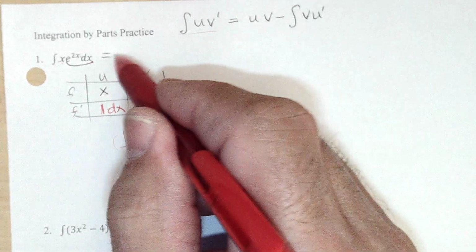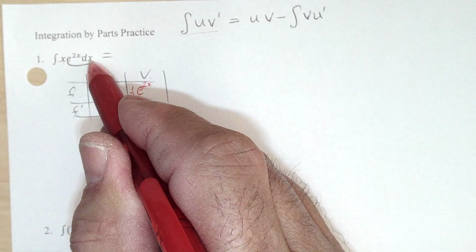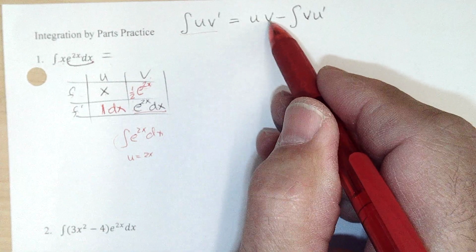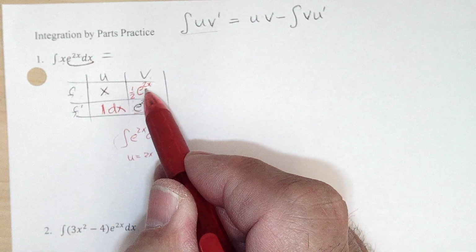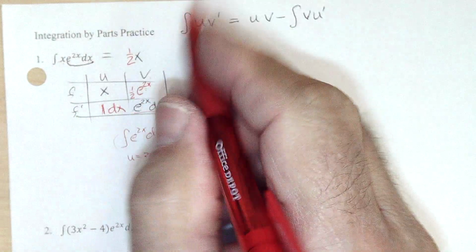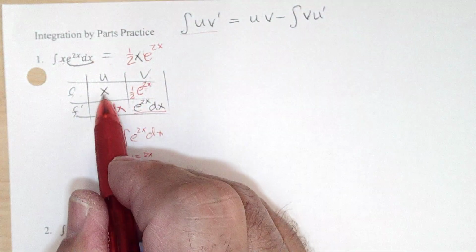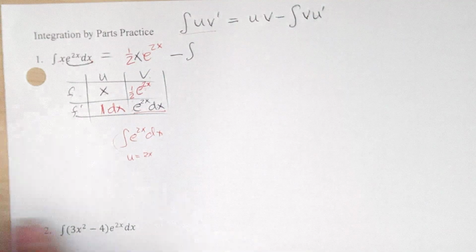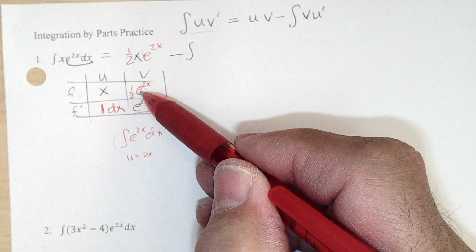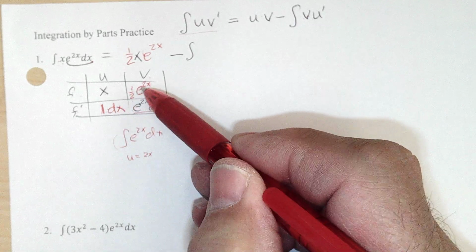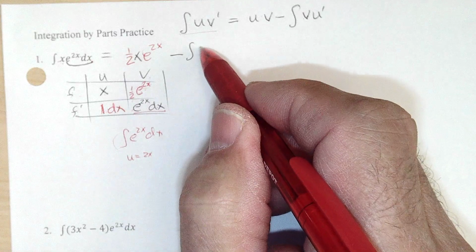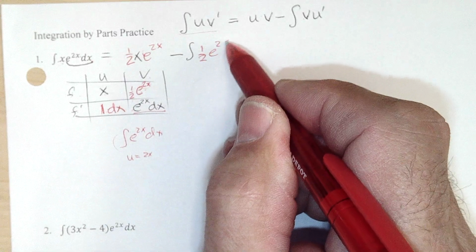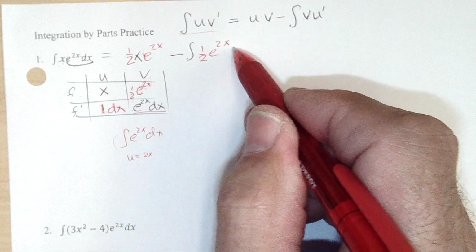And so, according to this formula, the integral of this is the same as u times v, so that'd be 1/2 x e to the 2x, that's these multiplied, minus the integral of, now I want to use v and u prime, so these two multiplied. So that would be 1/2 e to the 2x times 1 dx.